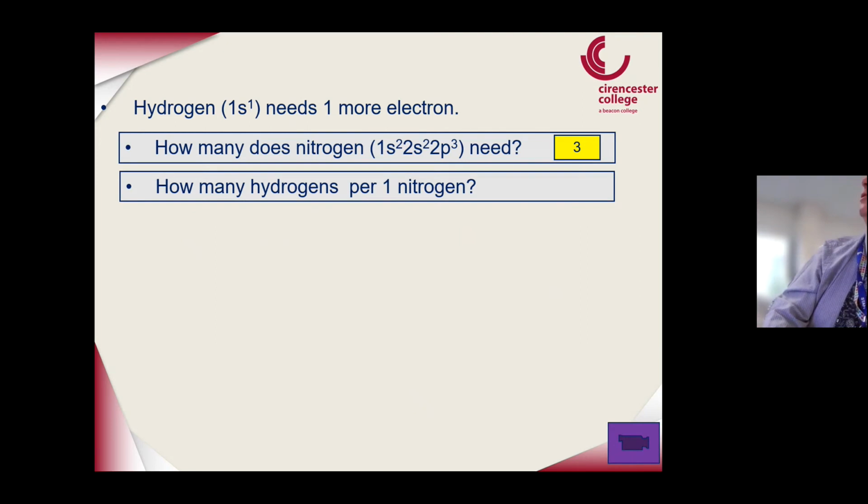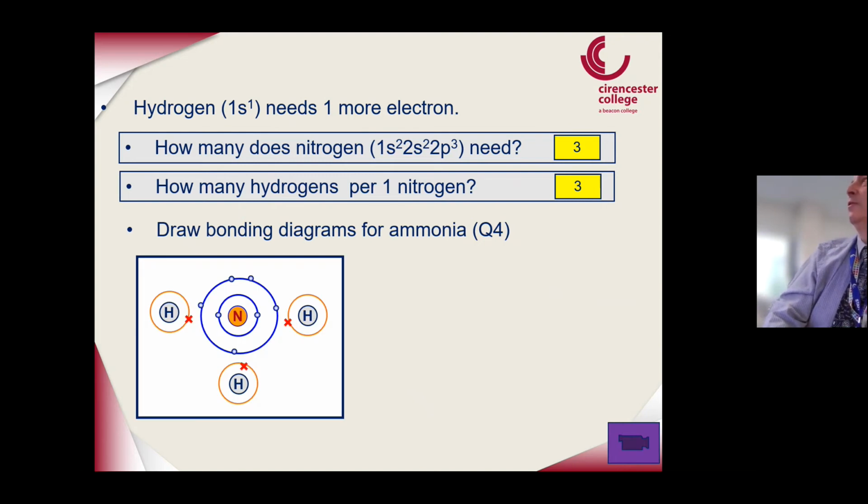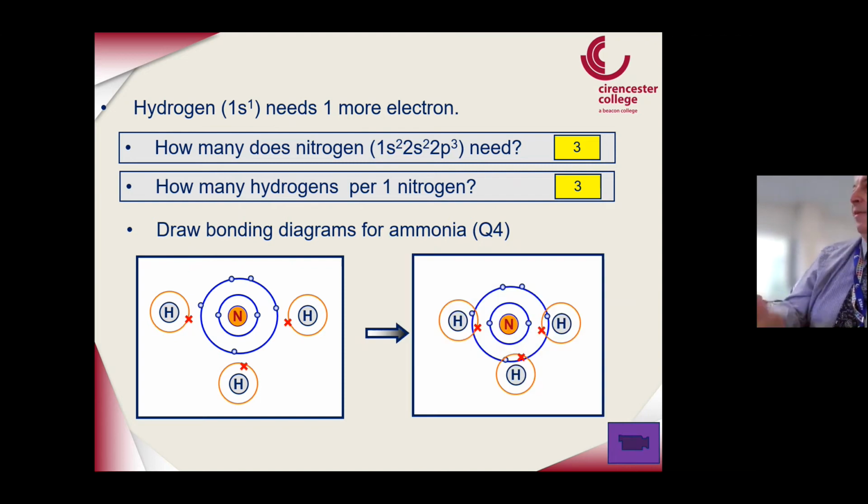So how many hydrogens would you need to share with the nitrogen? You're going to need 3 hydrogens, because a hydrogen only needs to share 1, but nitrogen needs 3. Therefore, the bonding in ammonia looks like this. There are the separate atoms, and they come together like that. Interestingly, because nitrogen has 5 electrons in its outer shell, we've got a lone pair sticking out the top. When we come on to chapter 6, that will help, because it will lead to us talking about shapes of molecules. So that has a lone pair, 2 electrons at the top, which are not involved in bonding.